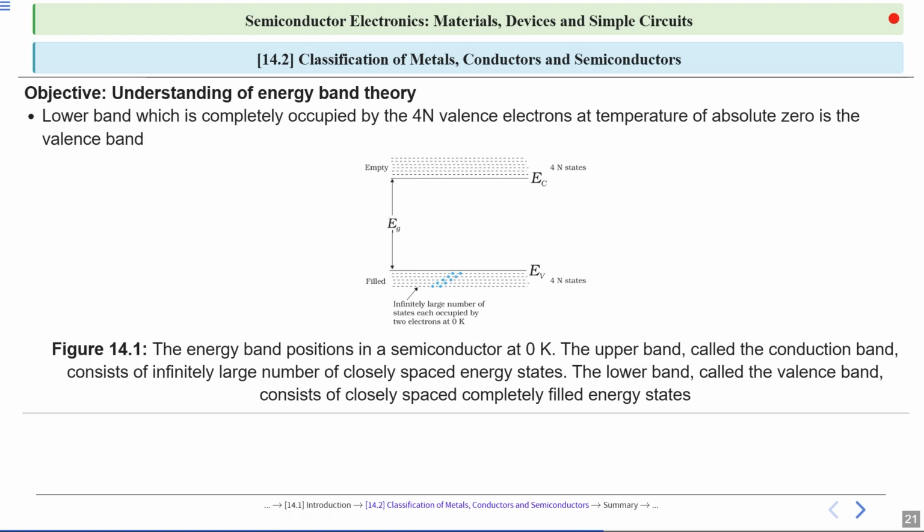At absolute zero temperature, a semiconductor has its valence band completely filled with 4n electrons, as shown in figure 14.1. This valence band holds all the valence electrons of the atoms in the material. The conduction band located above it has a large number of closely spaced energy states but is initially empty. At 0 Kelvin, no electrons have enough energy to move to the conduction band, so the material does not conduct electricity.